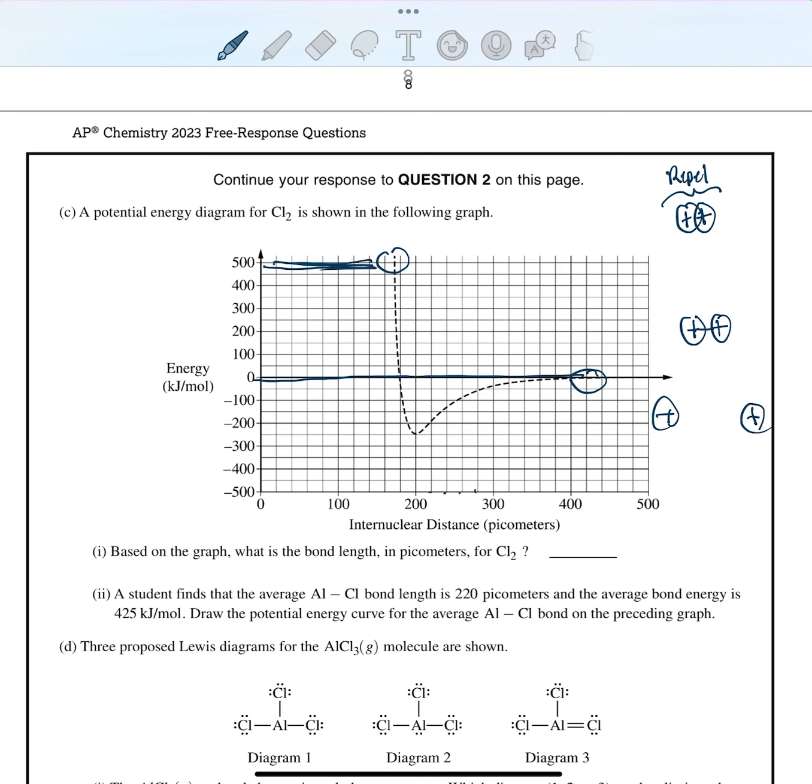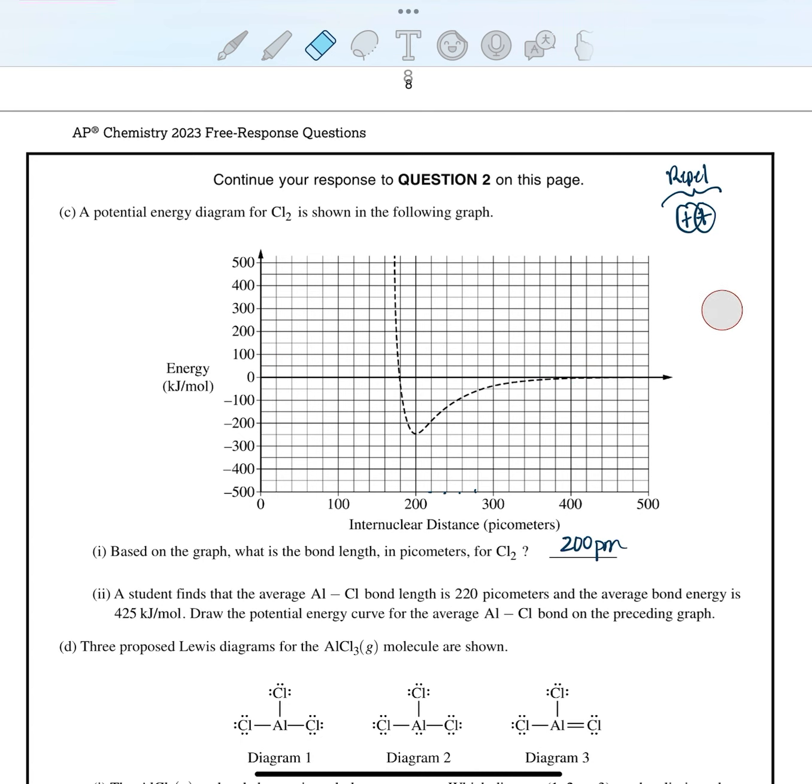So anytime you have a question or a graph like this, you just remember that over here, the highest energy means the atoms are too close. The lowest energy is 0. Excuse me, not the lowest energy, but when the energy is 0, the atoms are too far. And then the lowest energy over here represents the perfect distance. And that internuclear distance is, in this case, 200 pm between these chlorine atoms. Okay, so it's always going to be this lowest part of the curve on this graph that represents your bond length. Okay, now we'll do one more here.